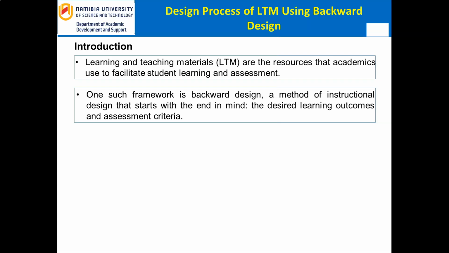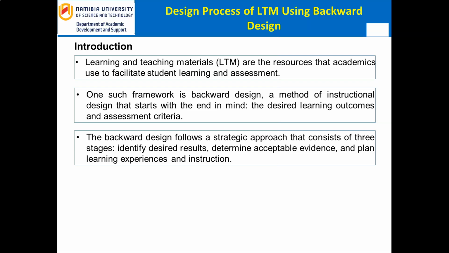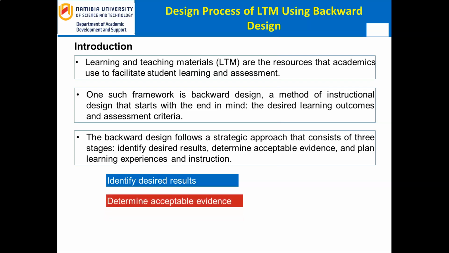Backward design follows a strategic approach that consists of 3 stages: identify desired results, determine acceptable evidence, and plan learning experiences and instruction. In the first stage, academics clarify the learning standards and objectives, the essential questions and big ideas, and the transfer and acquisition goals for the lesson or unit. In the second stage, academics design the assessment tasks and rubrics that will measure student achievement of the learning outcomes. They also consider the types and levels of assessment, such as pre-assessment, formative assessment, and summative assessment.